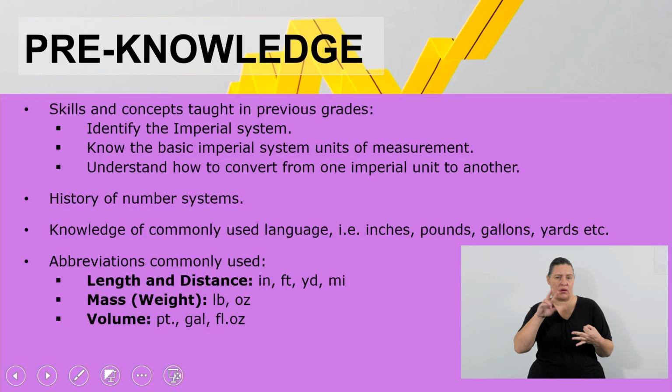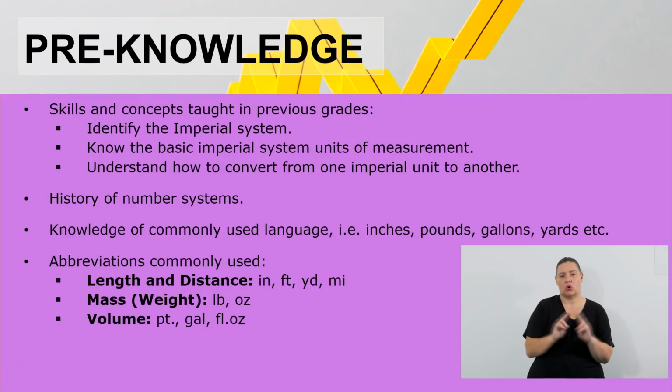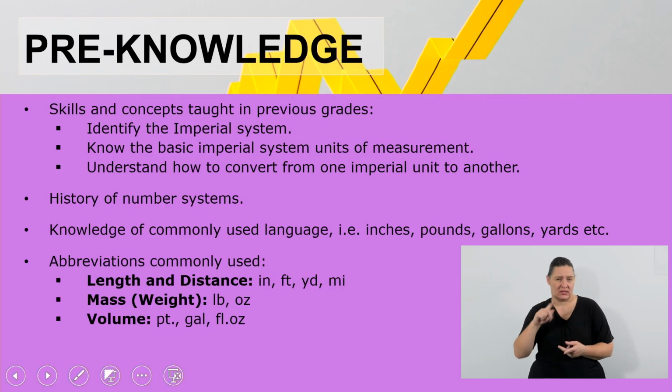Then I also would like you to be comfortable with the abbreviations commonly used. For example, when we work with length and distance, we refer to inches, feet, yards, miles, and so on. Then we also have our mass. Then we refer to pounds and ounces. And then also, of course, with volume, we refer to pints, gallons, fluid ounces, etc.